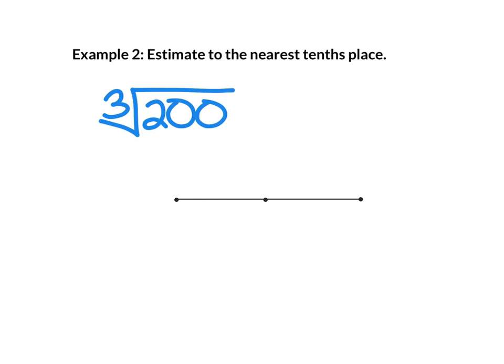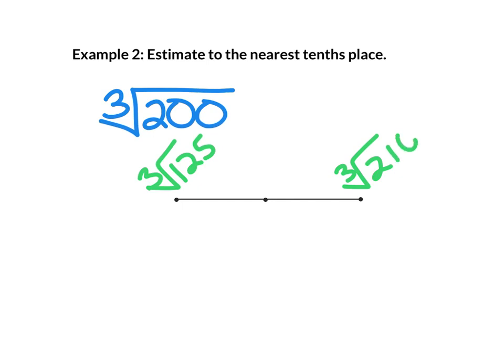Example 2. Estimate to the nearest tens place. What two cube numbers is 200 between? It's between the cube root of 125 and the cube root of 216. So the cube root of 125 is 5, and the cube root of 216 is 6. So I know that in between 5 and 6 is 5.5.